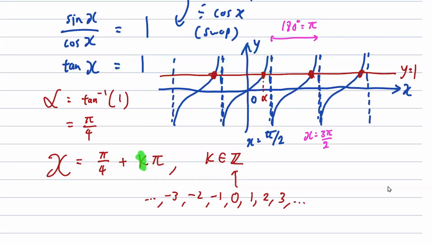If k here is a +1, it means I jump 1 step to the right. If k is a 0, it means I just stay on its own, pi by 4. If k is a 2, it means I take 2 steps to the right. I start with alpha, I jump 1, 2, so I get the other solution here. Okay? So that's a general solution. Can you understand this idea? Okay, good. That is for tangent.